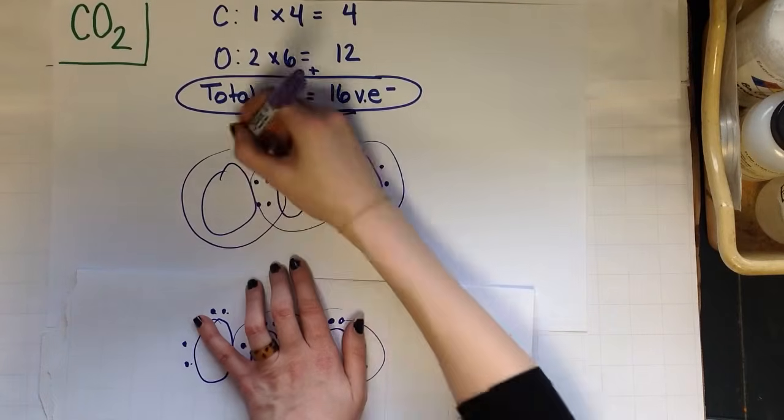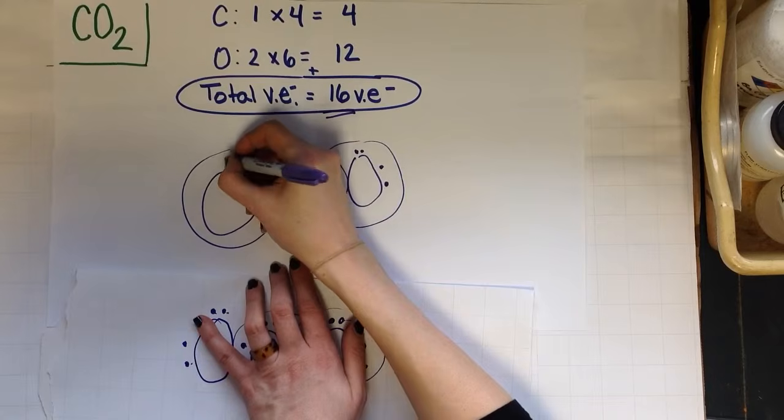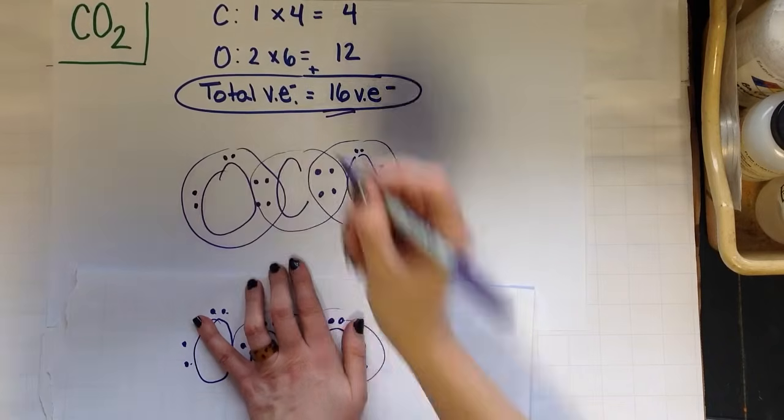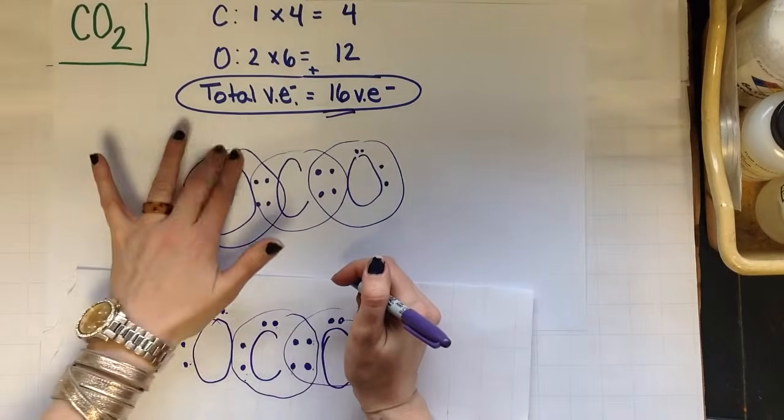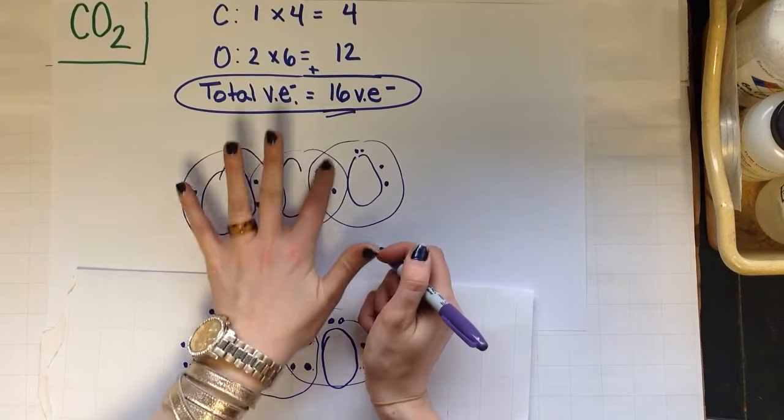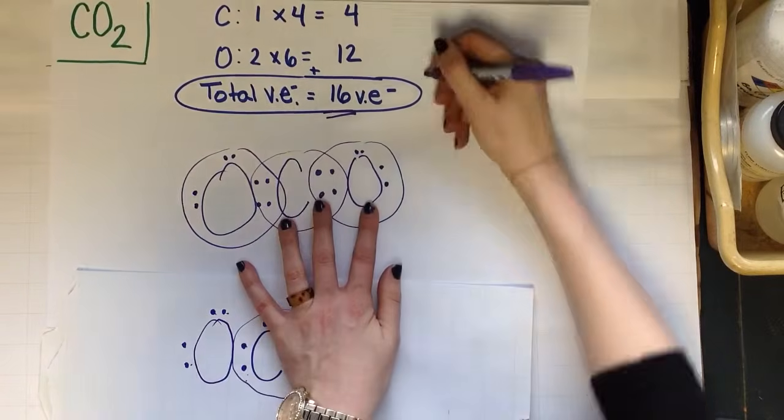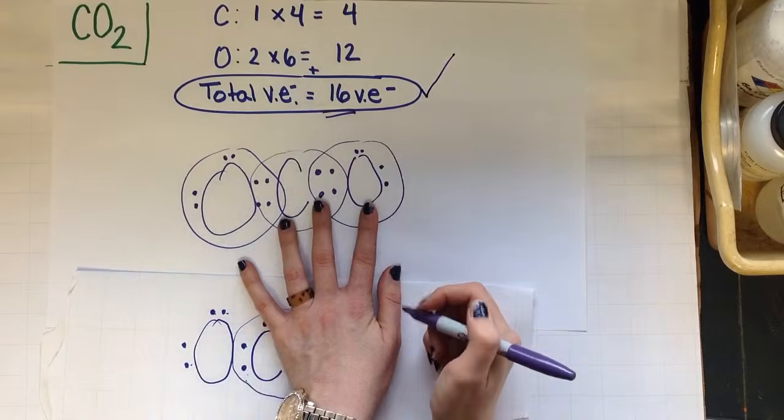This oxygen has 1, 2, 3, 4, 5, 6, 7, 8. Let's just make sure. 1, 2, 3, 4, 5, 6, 7, 8, 9, 10, 11, 12, 13, 14, 15, 16. Check. You have to check.